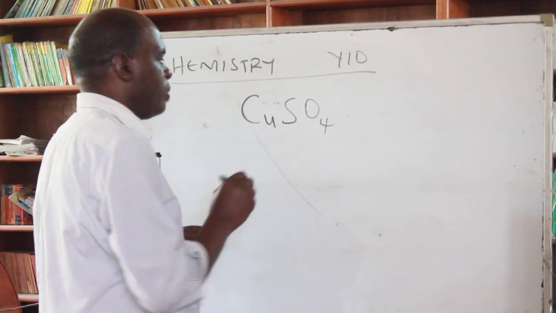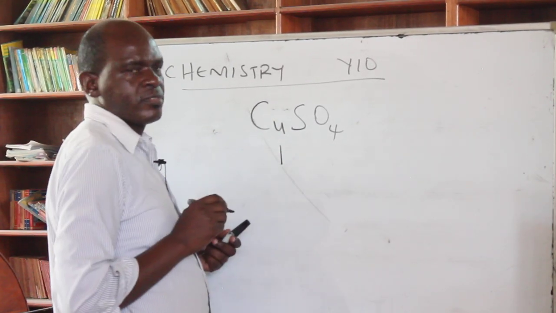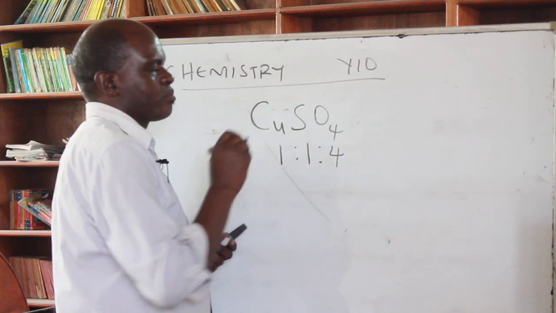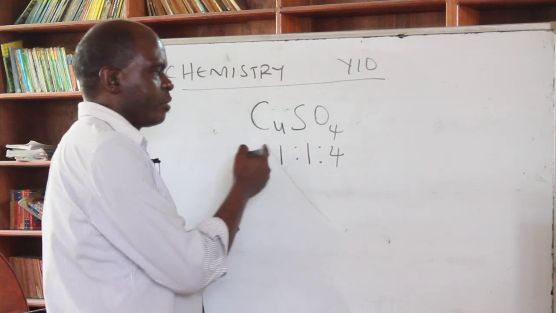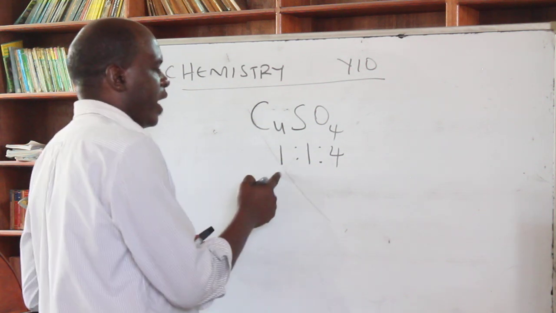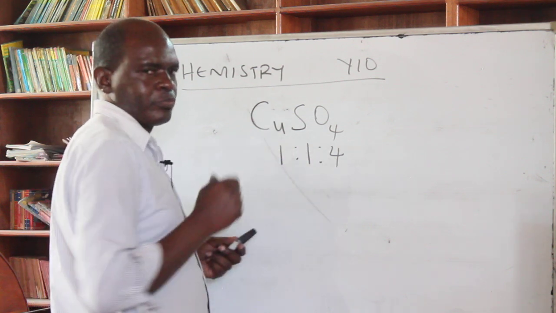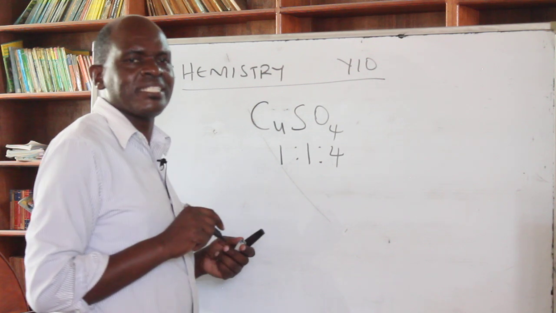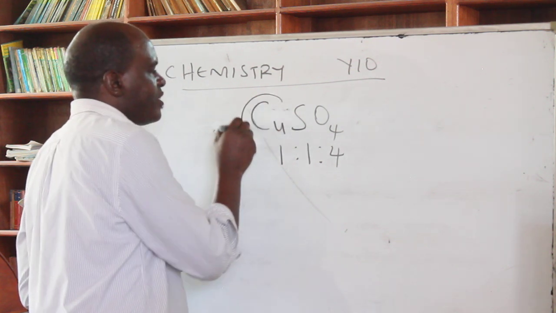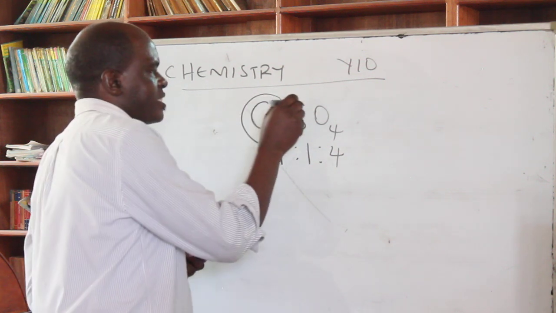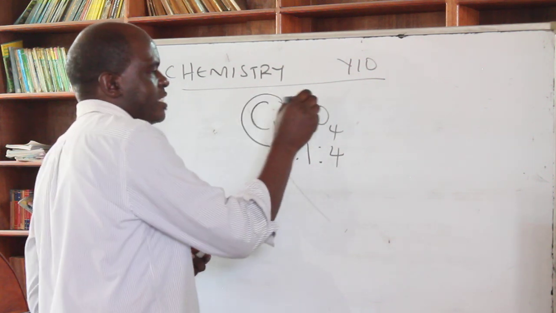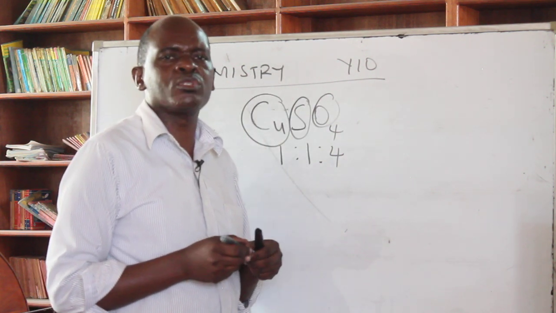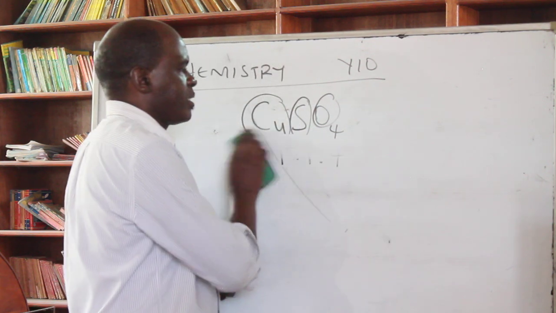CuSO4. So it means in this compound we have one atom of copper, one atom of sulfur, and 4 atoms of oxygen. So the ratio represented in the copper to sulfate is 1:1:4. But then we can also have this in terms of percentages. That means we can be given the percentage of copper, percentage of sulfur, and the percentage of oxygen. So that now, from the percentages, we can work out the formula of this particular compound.